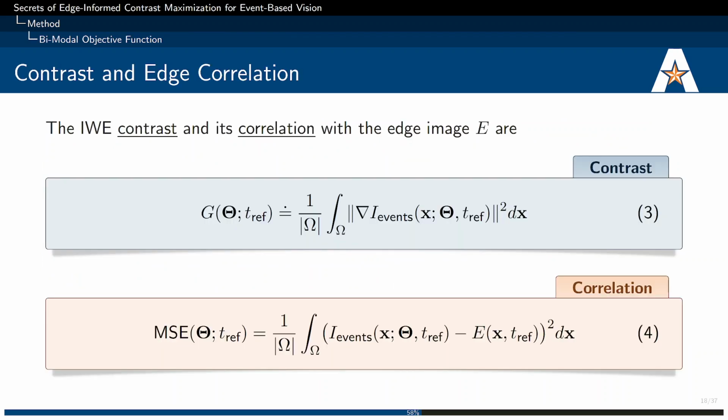In our implementation, the contrast objective is defined as the mean gradient magnitude of the IWE as shown in equation 3. And the correlation objective is defined as the mean squared error between the IWE and the edge image as depicted in equation 4. Both IWE and the edge image are pre-normalized to a unit range.